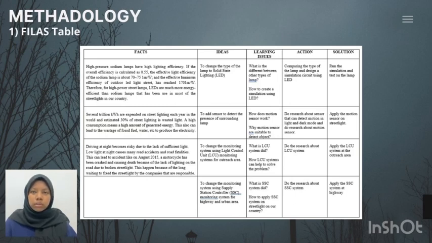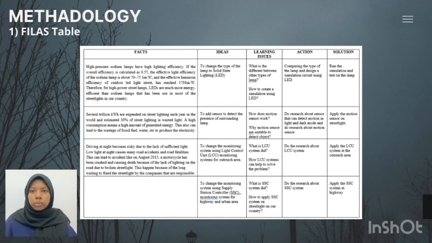The LCU system can help to solve the problem because the community around the streetlight doesn't need to wait any longer to fix the broken streetlight, because they can individually manage the street lamps. So whenever the streetlight is broken, they can easily go to the broken streetlight and change the lamps. For the action, we do research about the LCU systems, and then for the solution, we apply the LCU system at the outreach area.